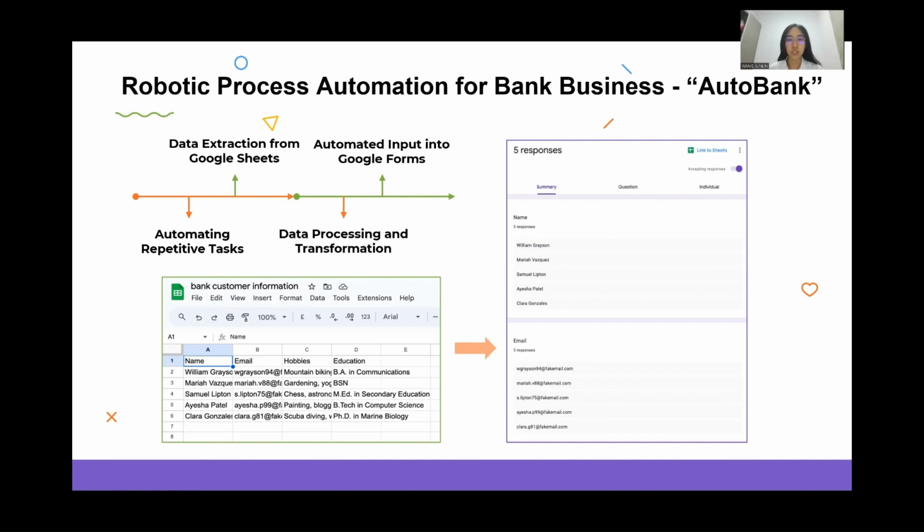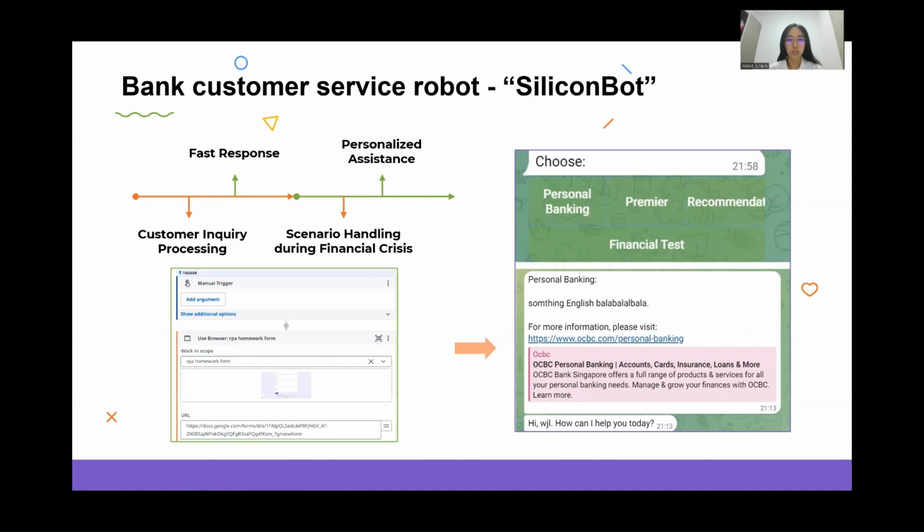Any banking data in Google Sheet can be automatically and quickly written into the Google Form through this process without any human operation. To save processing time for banks and financial personnel for customer support, we have designed a bank customer service robot. It's called Silicon Bot. It can take over almost all the pre-service and inquiry business of service personnel and provide customers with information they want at a very fast speed.